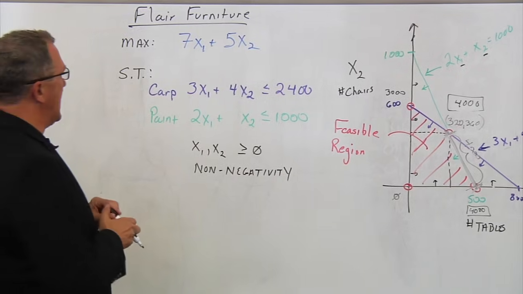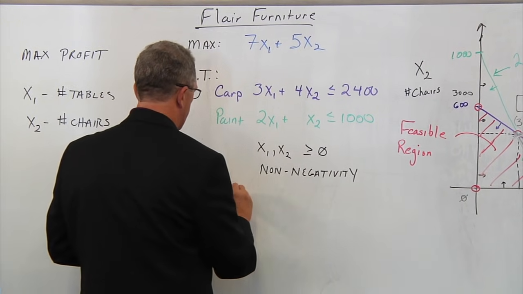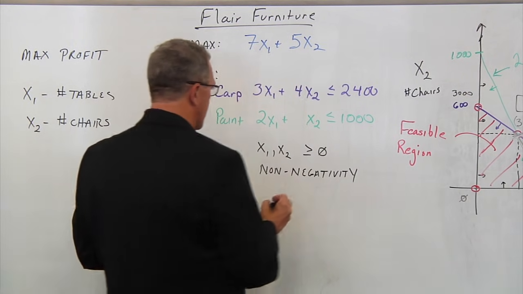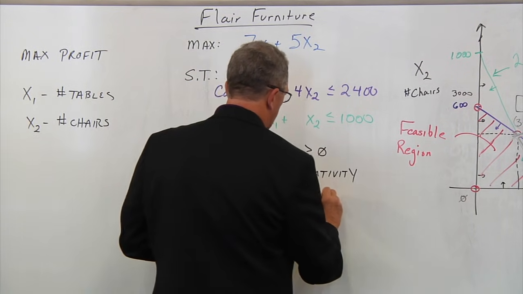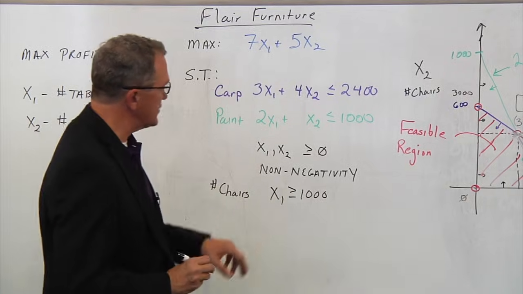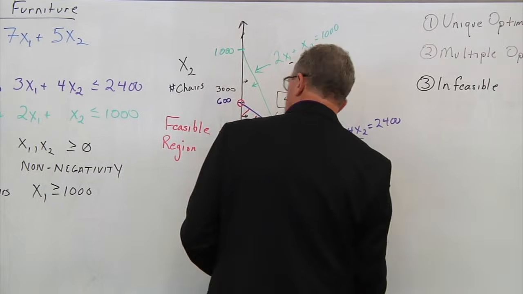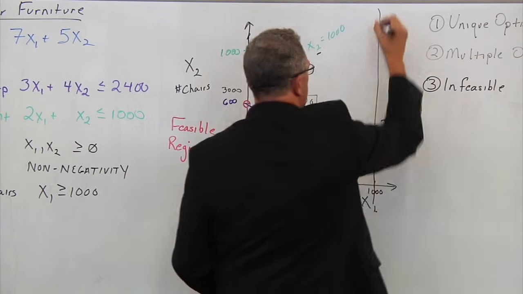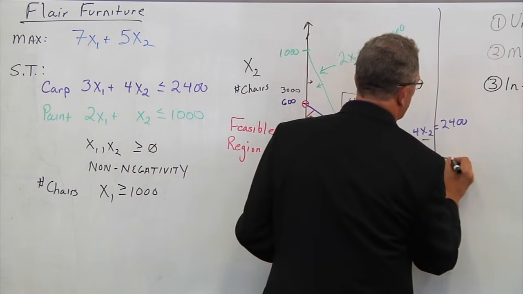In our case here, what if we said, okay, we've got these constraints here. What if I also add a constraint in here that says, all right, number of chairs must be greater than or equal to 1,000. So x1 must be greater than or equal to 1,000. In this case, I would come out here to x1 equals 1,000. It's going to be a vertical line so that x1 is always 1,000. And I've got to make more than 1,000, so I've got to be on this side of the line.